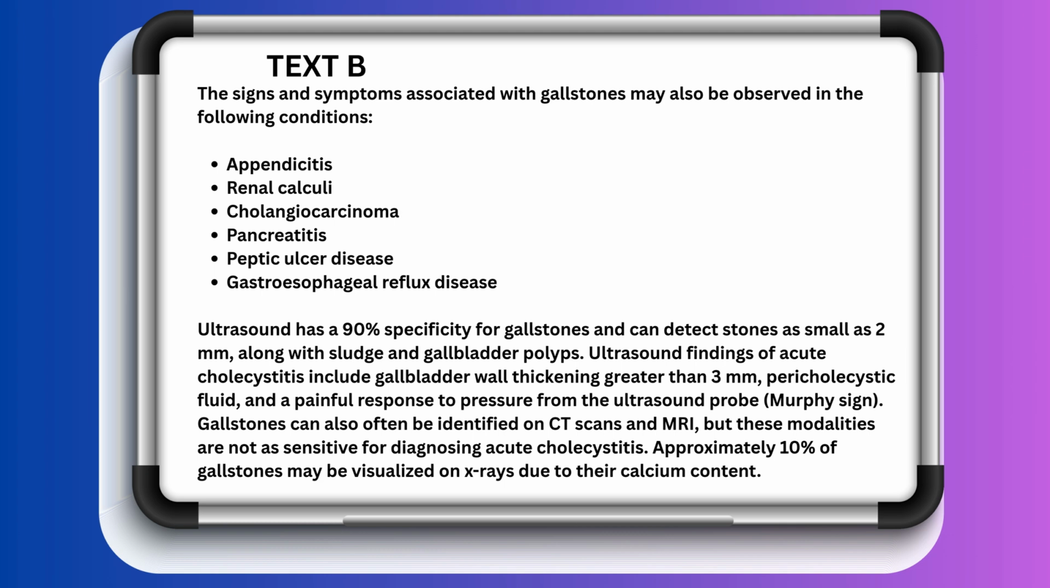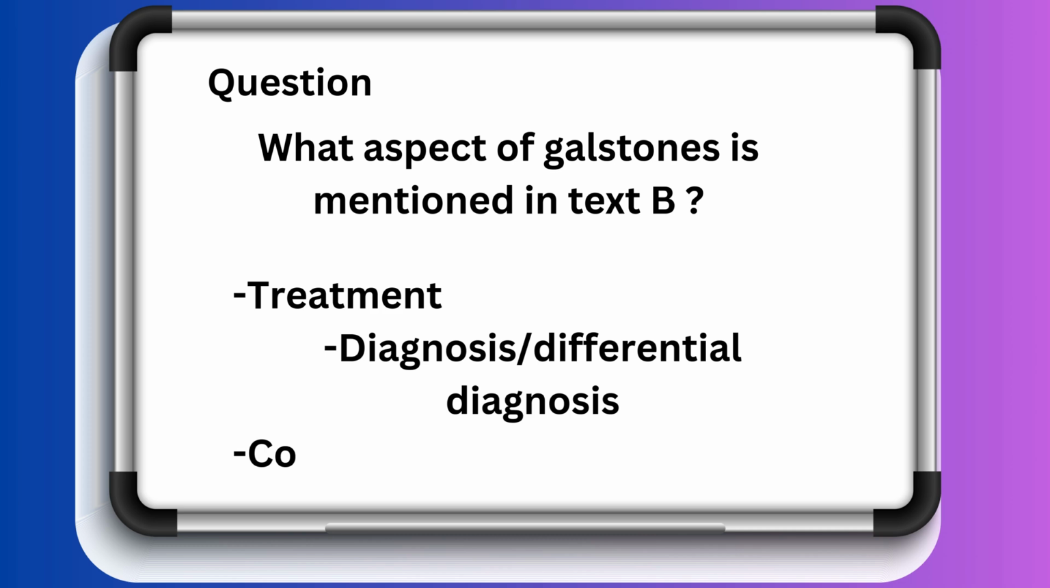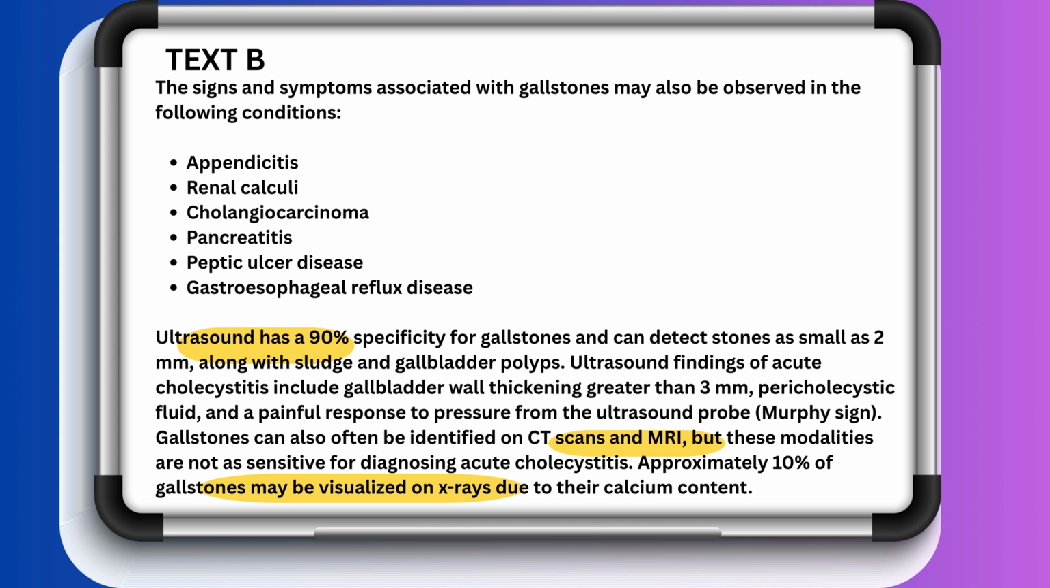Now scan the text B. What aspect of gallstones is mentioned in text B? Treatment, diagnosis and differential diagnosis, complications. If you skim and scan through the text, in the first line you can notice they are talking about other diseases which may have the same signs and symptoms as gallstones.